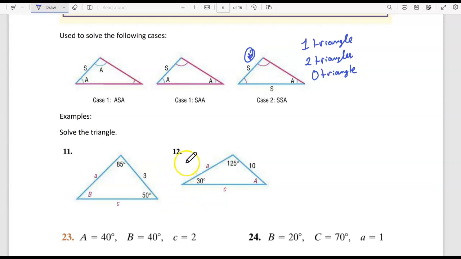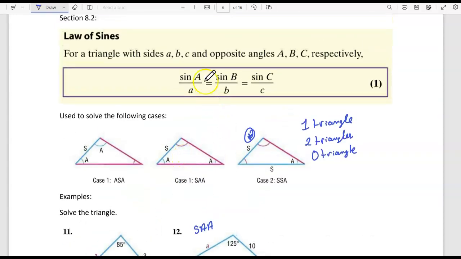So if we look at number 12, let's figure out what case it is. So we have a side here. We know the angle that's connected to that, and then we know another angle. So number 12 is a side angle angle triangle. So we can use the law of sines to help us figure it out.